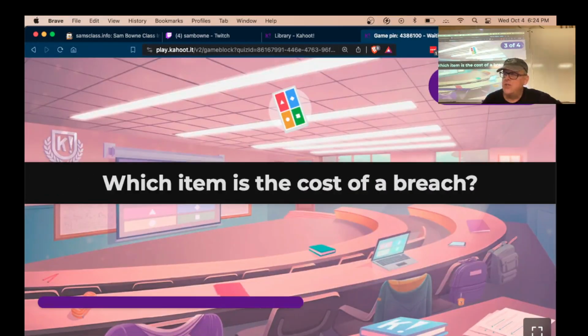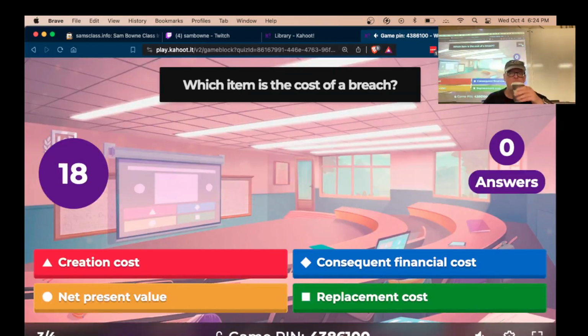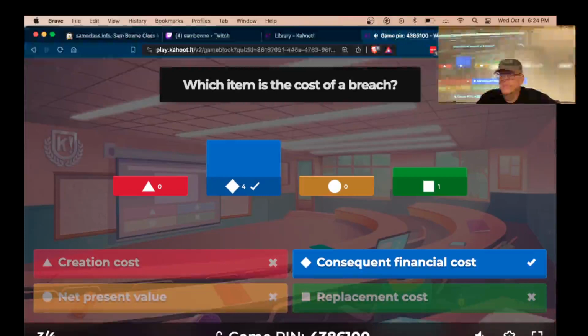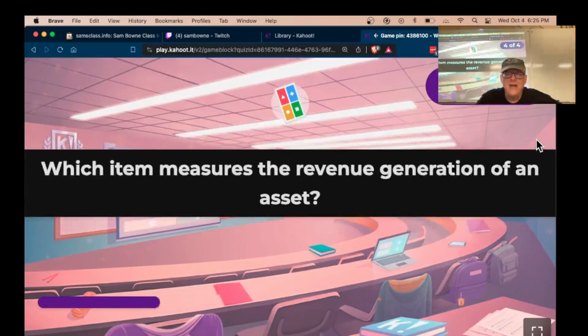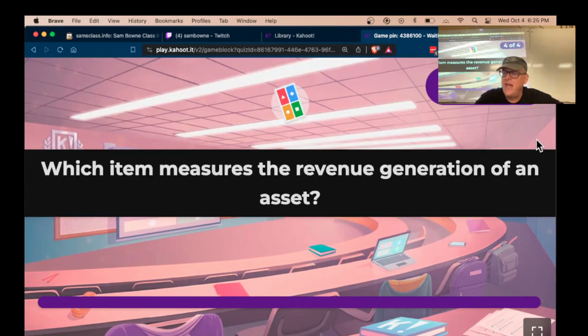All right. What's the cost of a breach? That's the consequent financial cost, and by the way, it's incredibly hard to measure. I've seen estimates that vary from $2 per record to $200 per record. It's not clear how much your stock will fall and all that. I mean, the regulatory fines you might be able to guess, but the actual long-term cost to your company is probably very little more than a guess. All right, and what item measures the revenue generation of an asset?